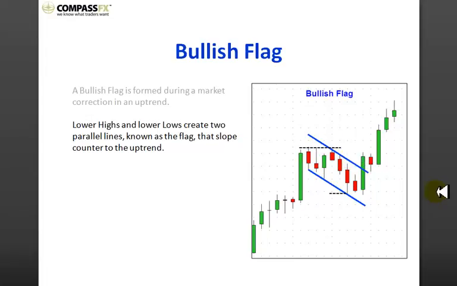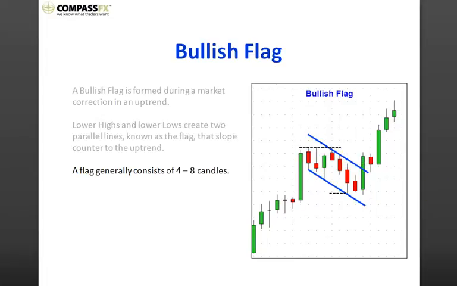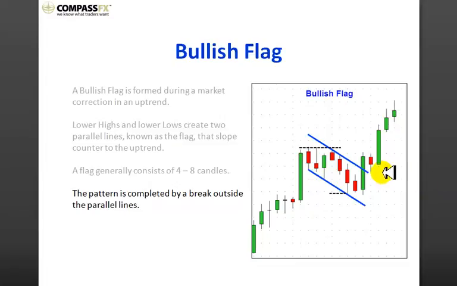So if you'll notice here, you have the lower highs and the lower lows, and this forms the flag. Generally speaking, the flag consists of 4 to 8 candles. When you go beyond that and have 13 to 20 candles in a flag, there's the potential that the market will continue going sideways. What we look for is the pattern to be completed by a break outside the parallel lines. We're looking for the market to continue its move in the uptrend, and we look to enter the market on a break of the flag in this area.